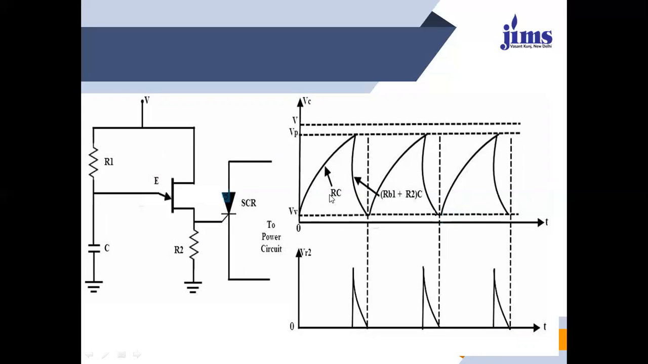So the RC circuit will be helpful in generating the pulse, and those pulses will vary from 0 degree to 180 degree. And RB1, R2 and C will be helpful to discharge the capacitor until the next waveform starts at the firing point.